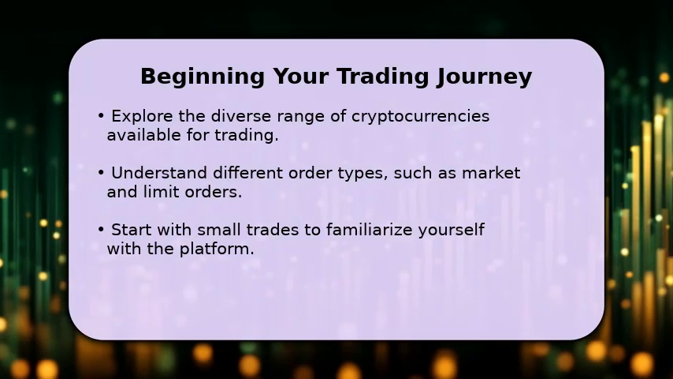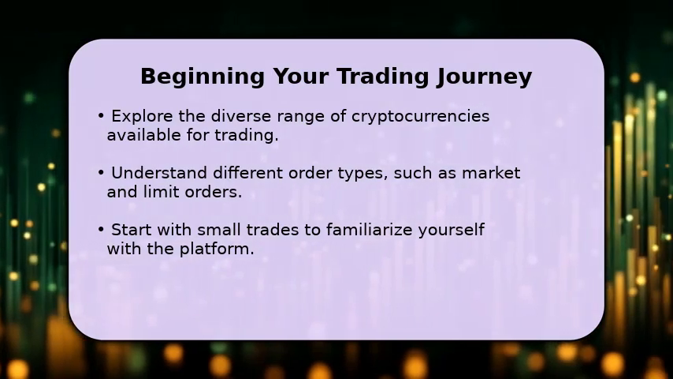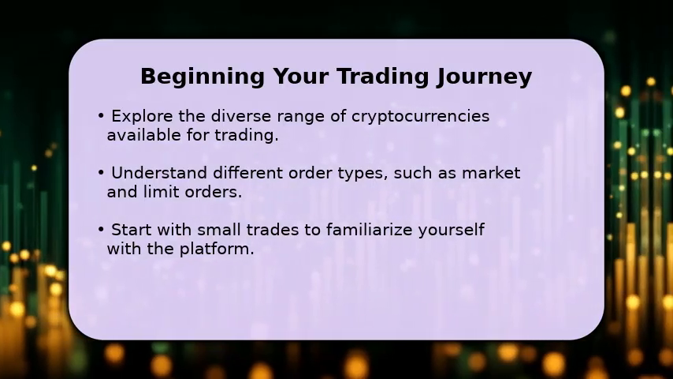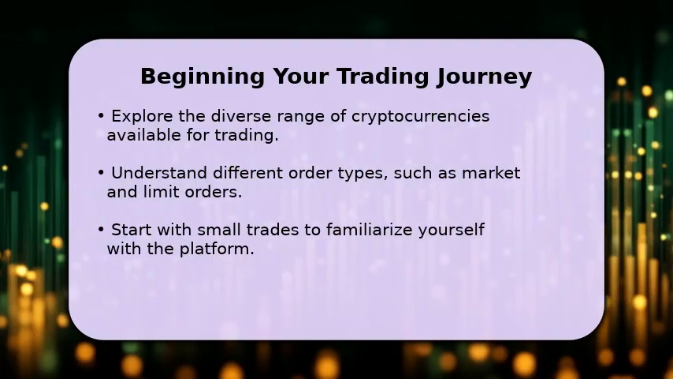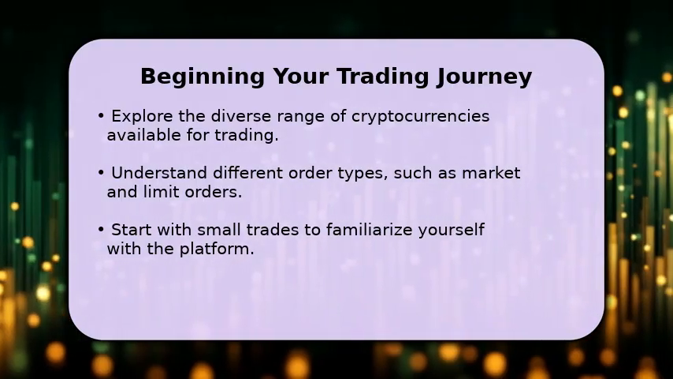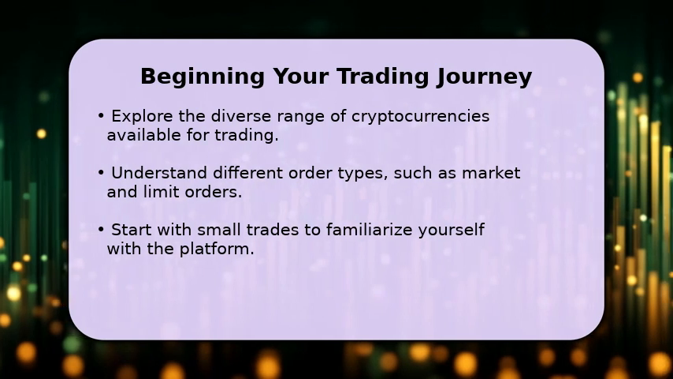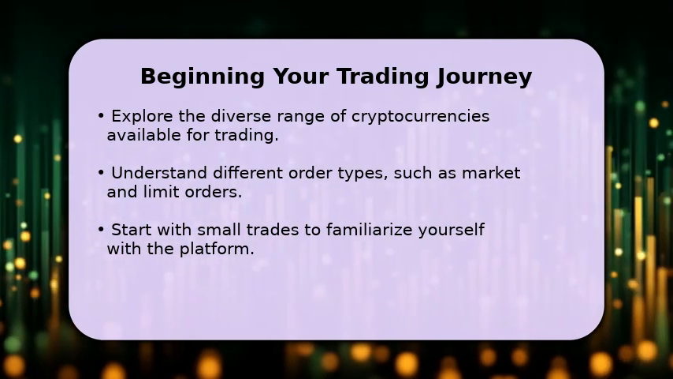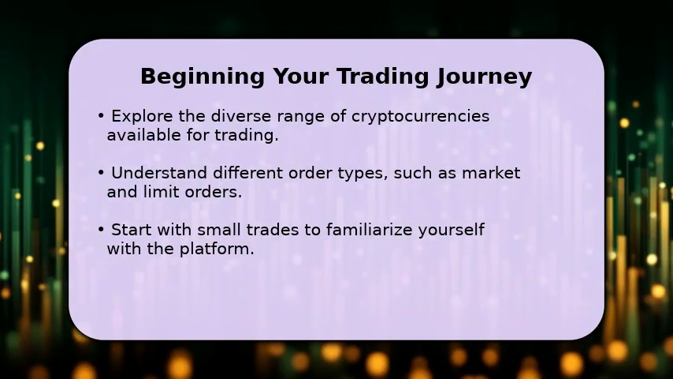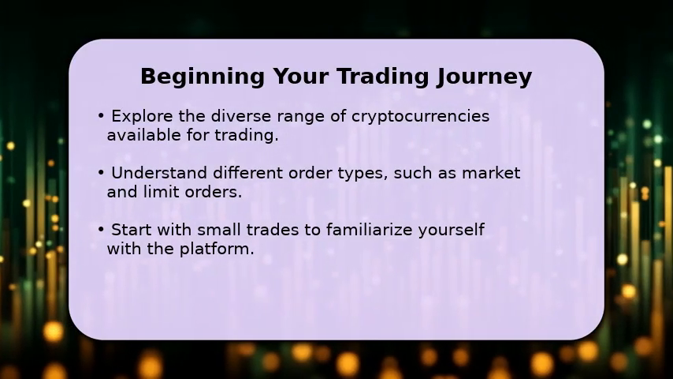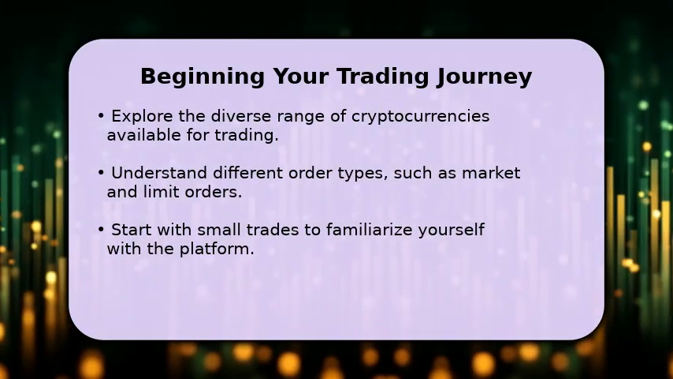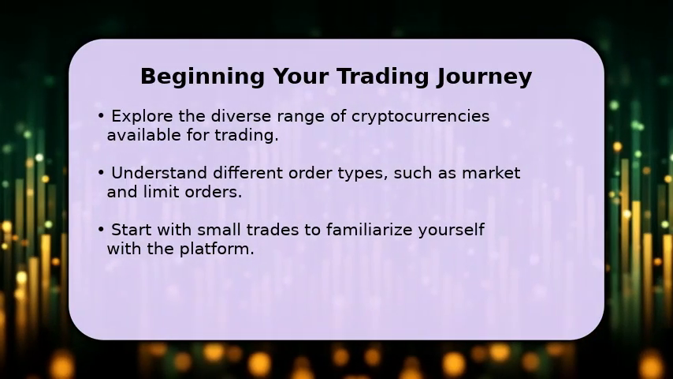With funds in your account, you are ready to begin trading. Binance US offers a wide selection of cryptocurrencies, from Bitcoin to many altcoins. Take time to understand the different order types, like market orders for immediate execution or limit orders for specific price points. It's wise to start with small trades, perhaps $10 to $20, to get comfortable with the interface. Remember to use the platform's educational tools to grow your expertise.